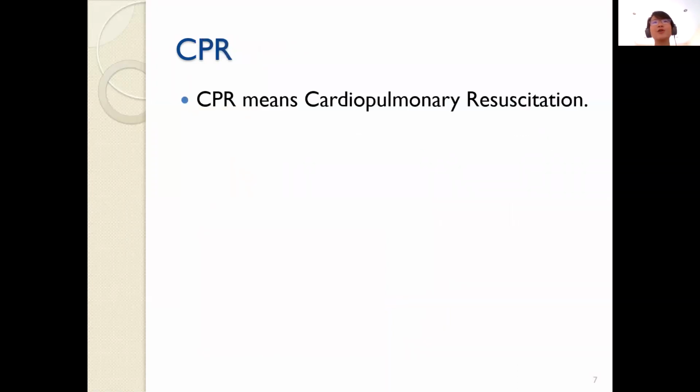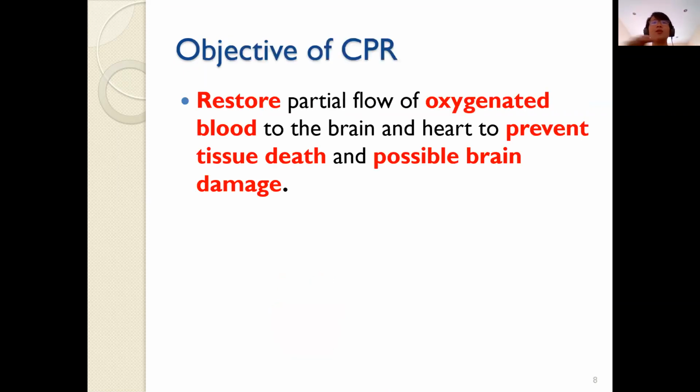Okay, so the objective of CPR is to restore the partial flow of oxygenated blood. So we talked about oxygen, we talked about blood circulation, and we talked about the role of the heart in all of this. So when you do CPR, you're restoring that flow, and this is to prevent cell damage because certain cells are very sensitive to oxygen deprivation. And we talked about which organ that is, right? Which cell, and that is the brain. So by restoring this flow, we are hoping to prevent tissue death and possible brain damage.